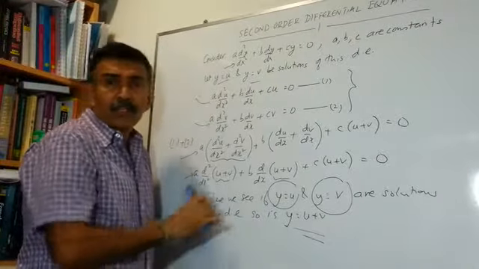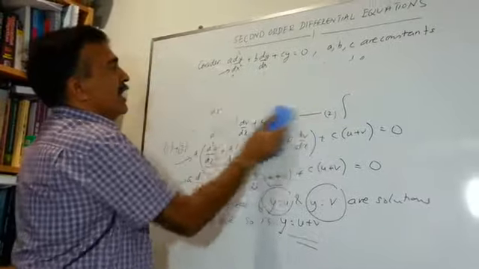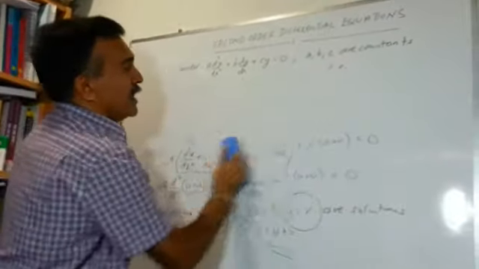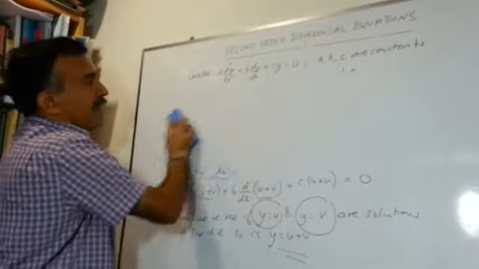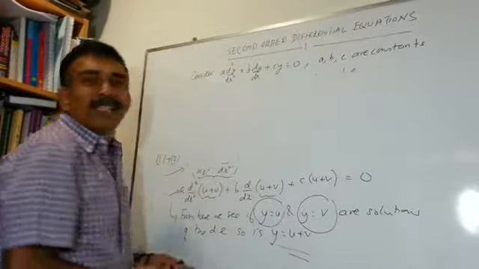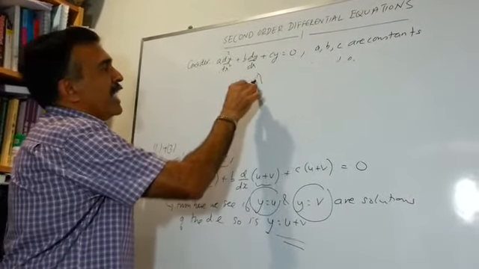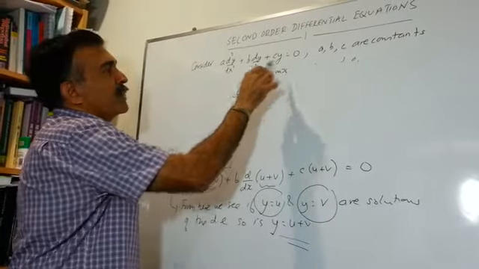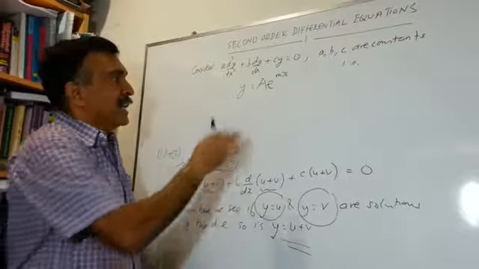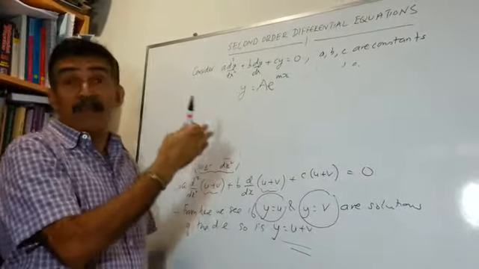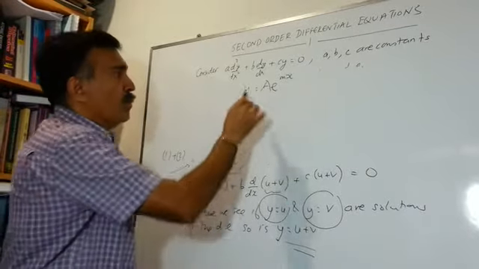So now let's look at a simple example. Let's keep this here and let's write a few things. Let's do a bit of differentiation and so on. Now let's say y equals a e to the power of mx is a solution of this differential equation. Now if y equals a e to the power of mx is the solution, then it must satisfy this equation.